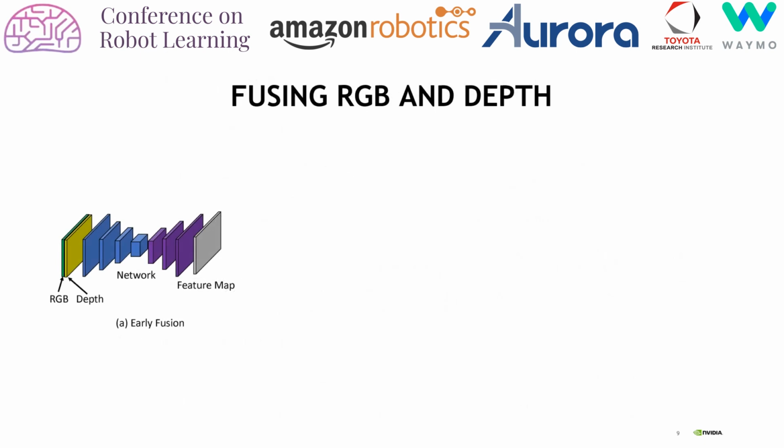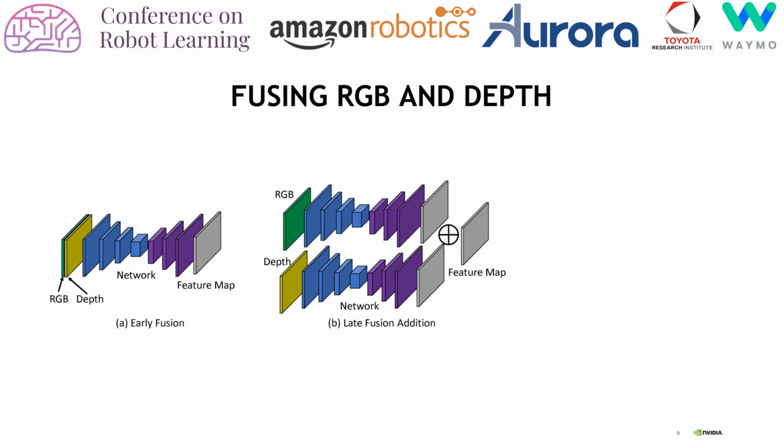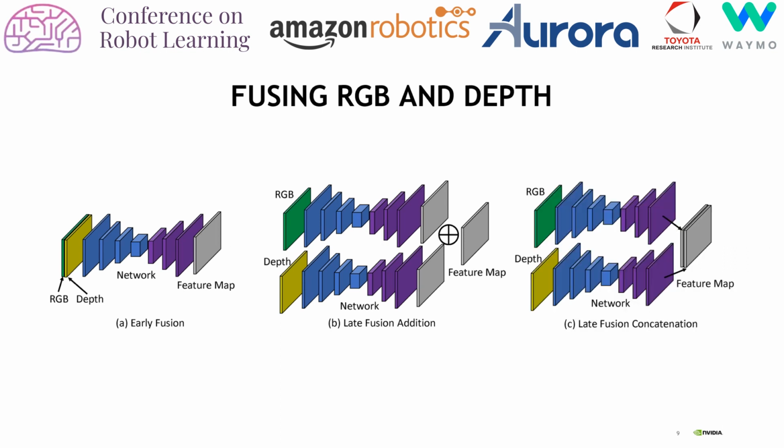We investigated three ways to fuse the RGB and the depth image. In early fusion, the RGB and the depth images are concatenated before feeding to the network. In late fusion addition, two networks are separately applied to the RGB image and the depth image. Then the two feature maps are summed together. In late fusion concatenation, the two feature maps are concatenated to obtain the final feature map.